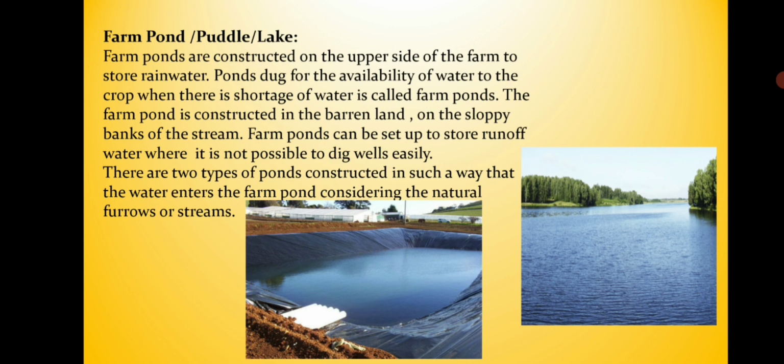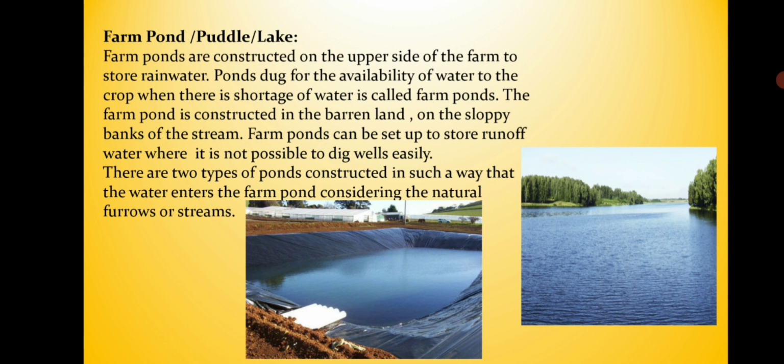This farm pond is constructed in a barren land or on the sloping banks of the river or stream. Land with low water permeability is selected. Black soil with high clay content is suitable for this construction. However, land with loamy, sandy, porous rock or saline soil is unsuitable for farm ponds.